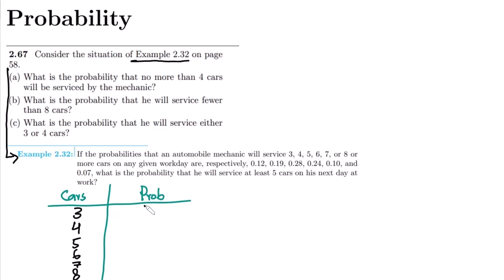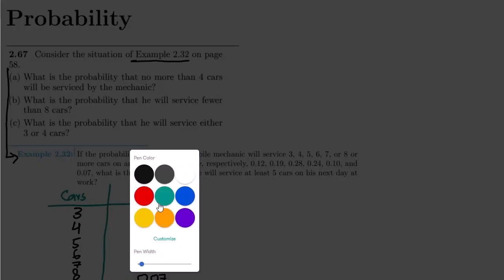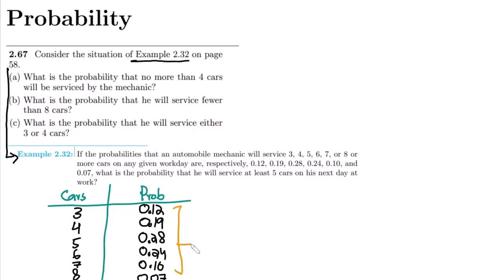Okay, so I have different cars here. For 3 I have 0.12, for 4 I have 0.19. Okay, I have 0.28 for 5, for 6 I have 0.24, for 7 I have 0.10, and for 8 or more I have 0.07. Okay, so by adding them all, you will see that all of them will be added to 1. So the answer of it will be 1, and that is the essence of the probability.